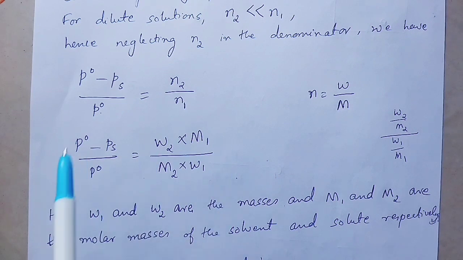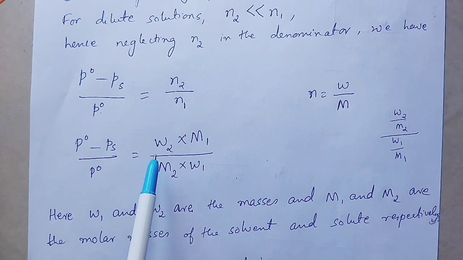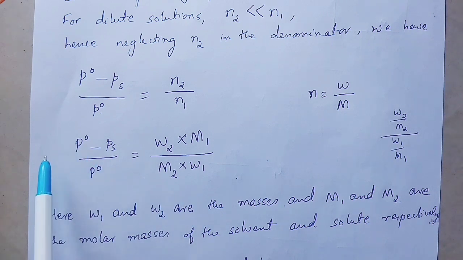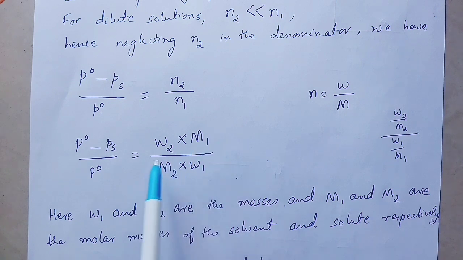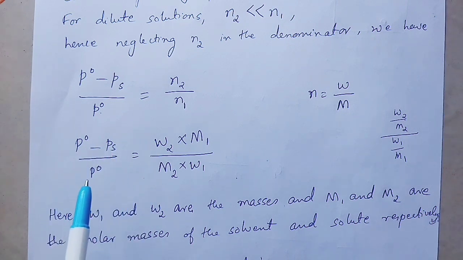So it is clear from this expression that if W2 gram of the non-volatile solute is dissolved in W1 gram of the solvent and vapor pressure of the pure solvent P0 and that of the solution Ps are measured experimentally, then by knowing the molecular mass of the solvent M1, that of solute, that is M2, molecular weight of solute, can be easily calculated. So this is how the colligative property relative lowering of vapor pressure is used to calculate molecular weight of solute.